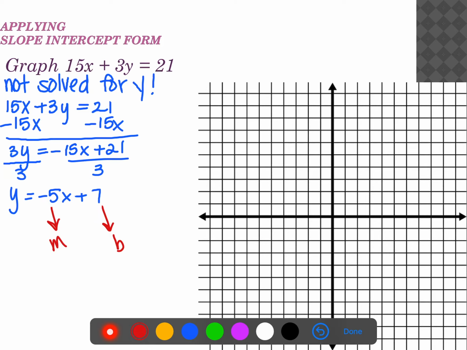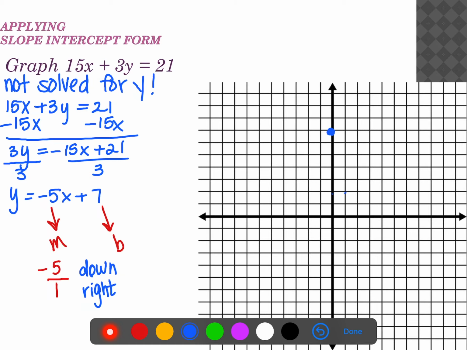Now my slope here, I don't really have a rise over run, it's just a whole number. So while I'm here, I'm going to make this a rise over run by doing -5 over 1. Okay, so I'm going to begin at my b, 7 on the y-axis. And then I'm going to move with my slope. So this is down and to the right.